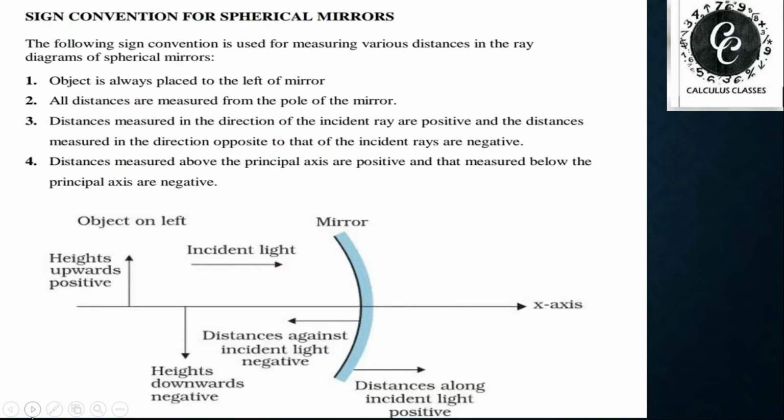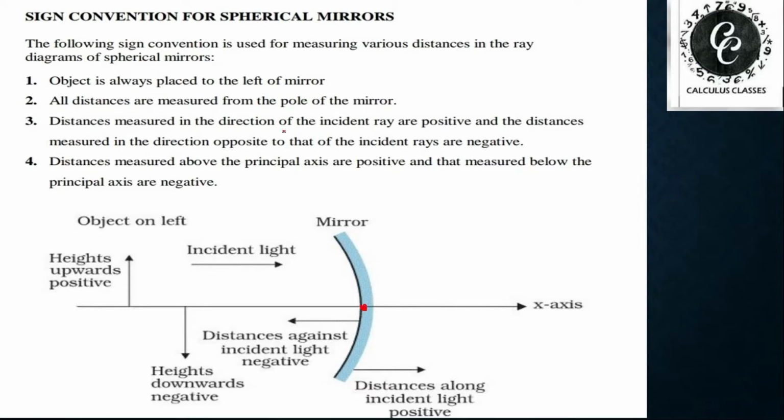So now we'll see the sign convention for spherical mirrors. First point: the object is always placed to the left of the mirror. That means suppose this is the mirror, and we always place the object on the left side of the mirror. All the distances are measured from the pole of the mirror. See, the pole is here. So we find all the distances from this point, the point of measurement.